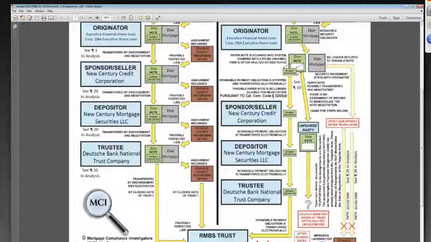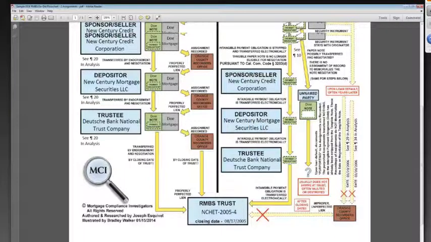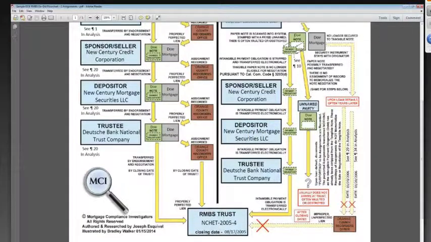So we've got the sponsor seller, New Century Credit Corporation. They've got this intangible payment obligation, and they transfer this intangible payment obligation to the depositor. The depositor is New Century Mortgage Securities, LLC. Again, we don't know what has happened to the note. That's why this arrow here shows there's an as yet unnamed party. We don't know who the payee is. It's not named. All we know is that this intangible payment obligation is going from party to party to party.